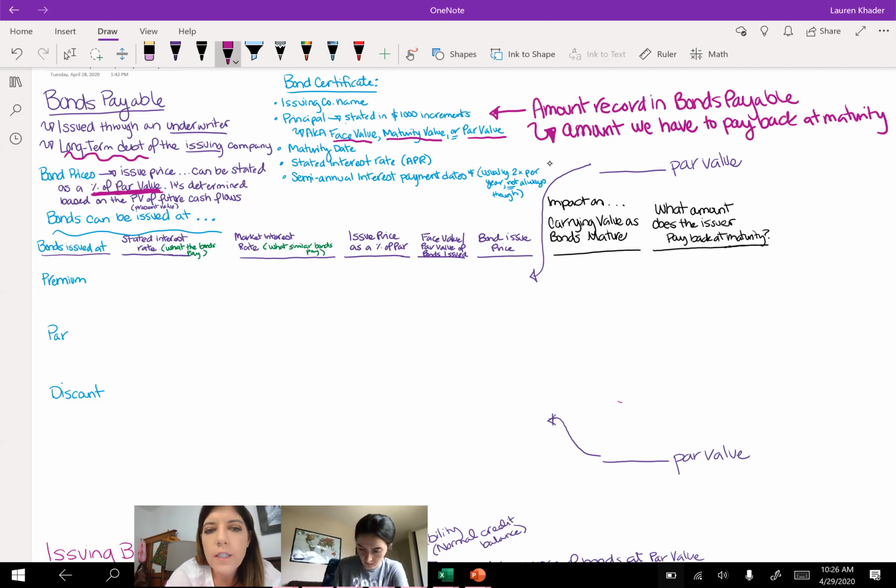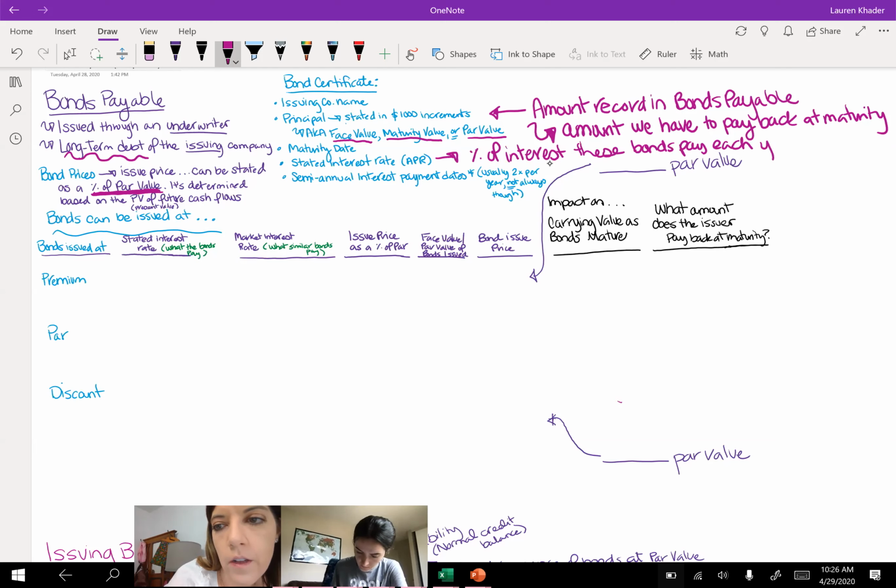For the stated interest rate, that's also going to be listed on that bond certificate. The stated interest rate is how much interest these bonds will be paying each year. So it's the percentage of interest these bonds pay each year. It's always an annual amount, an annual percentage rate that's given to you and offered.